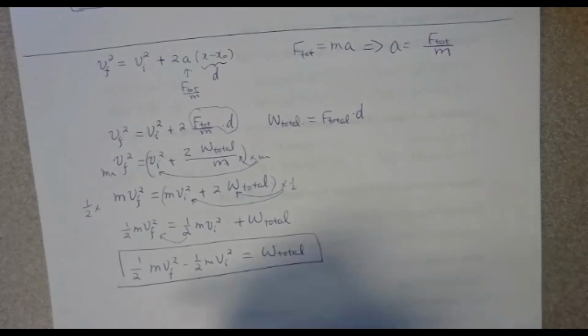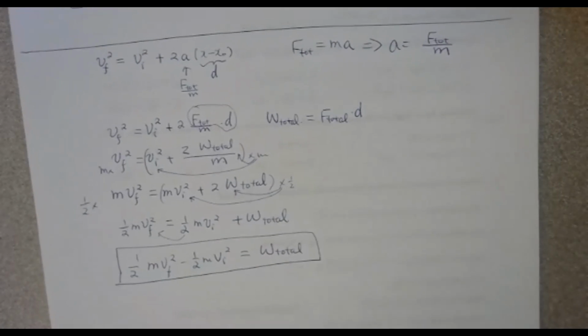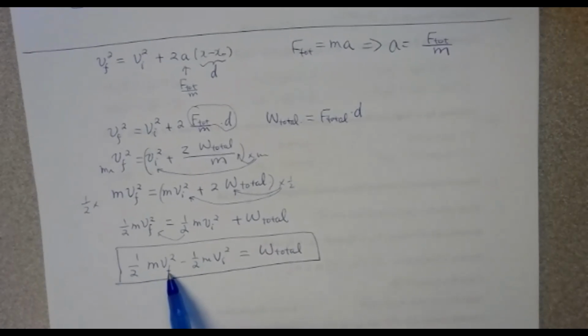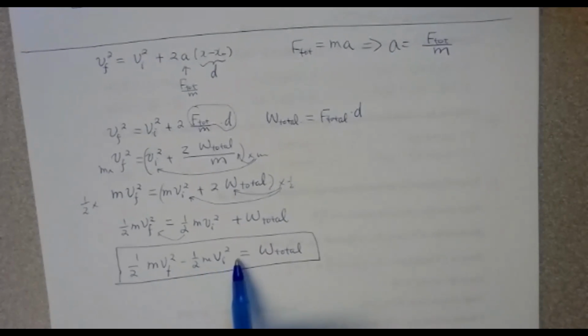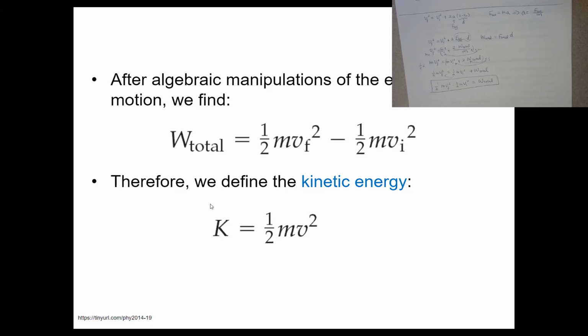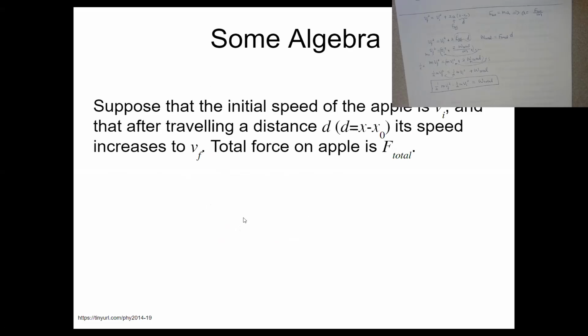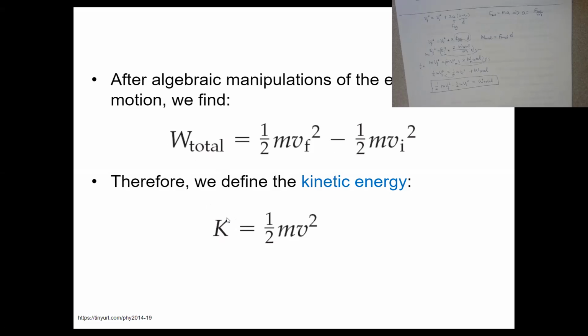So then we arrive at this conclusion over here. 1/2 of the mass times the final velocity squared minus 1/2 of the mass times the initial velocity squared is equal to the total work done on the apple, okay? So let's go back to the slide, which on the next slide is this guy here. When we did this algebra on the paper, we came to this conclusion: the total work done on the object is equal to 1/2 m v final squared minus 1/2 m v initial squared.